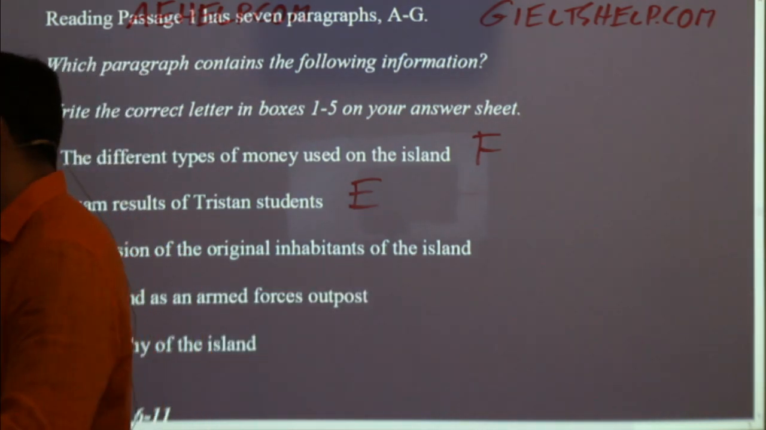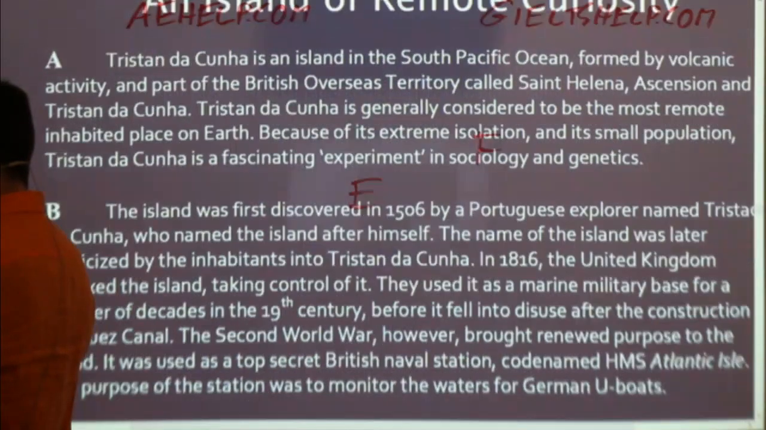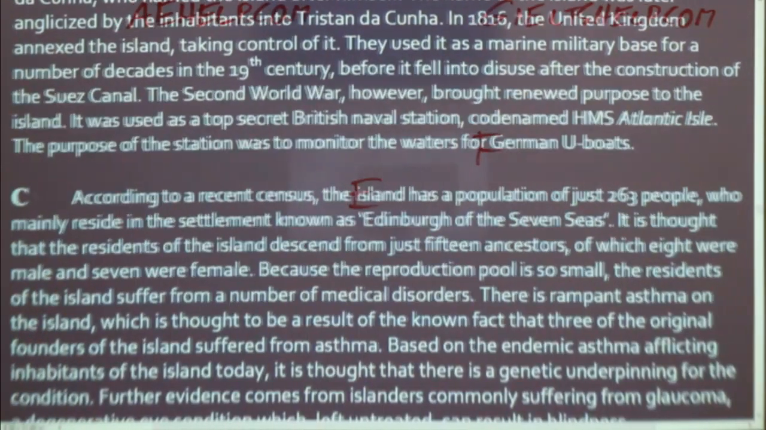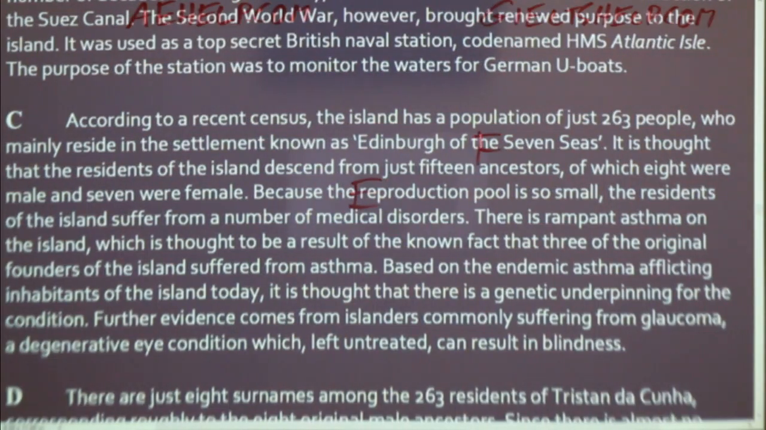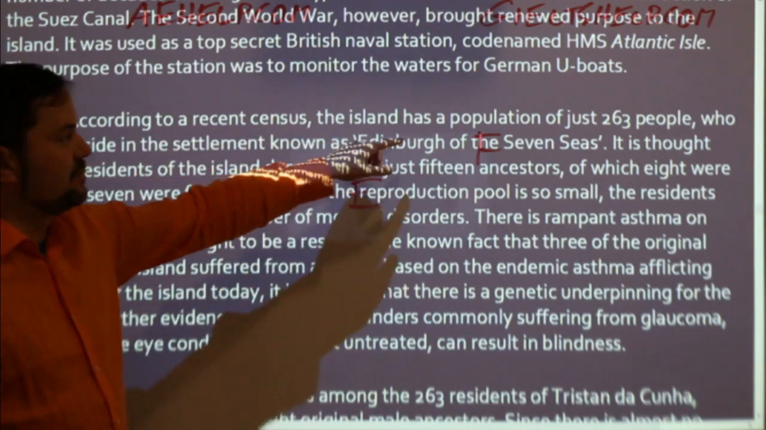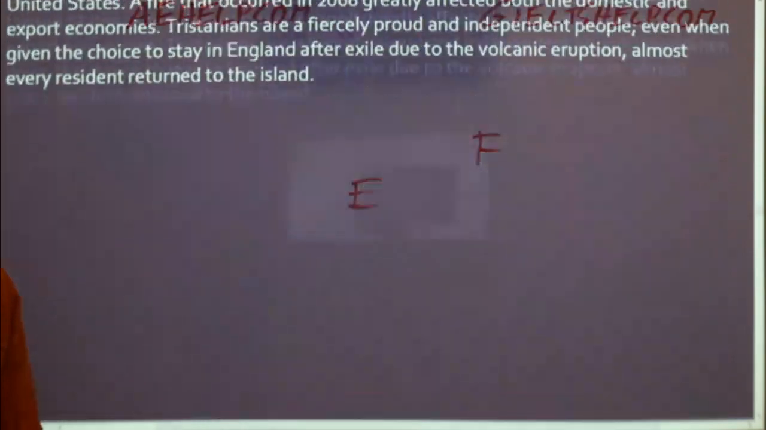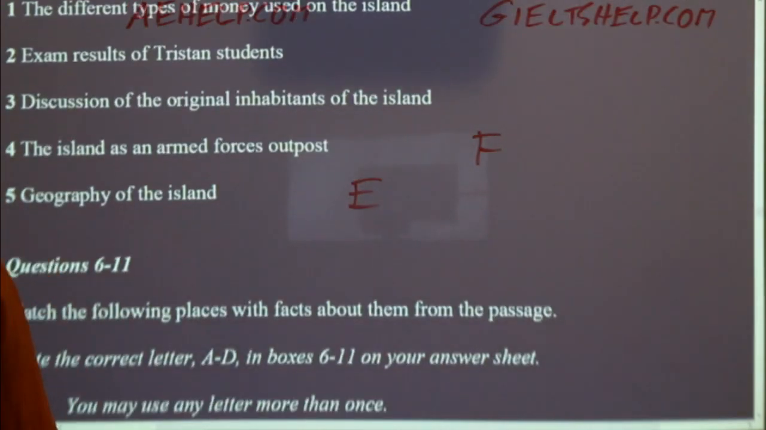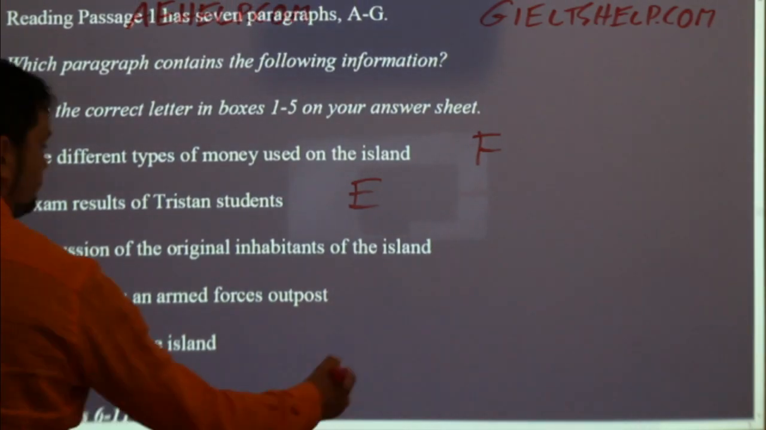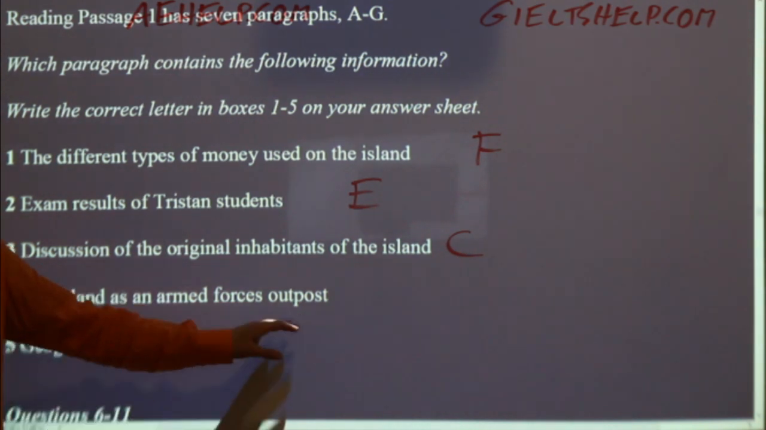Yeah, I believe it was B, not C, with the genetics, but let's check. Careful. B was more about the history. This is the inhabitants, right? The 263 people right there. So that's going to be C. Okay, for those of you who are answering C, you're correct. Okay. So that one's C. The island as an armed forces outpost.